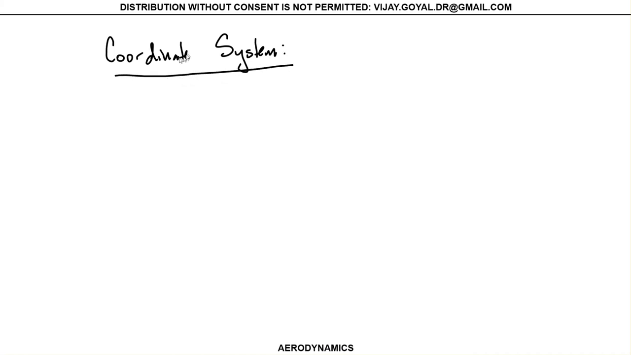Okay, so if I'm working in the Cartesian coordinate system, let's call E1 I, let's call E2 J, and let's call E3 K.